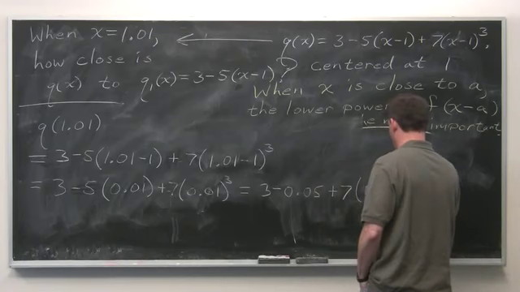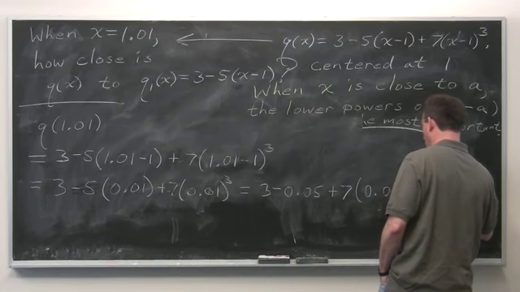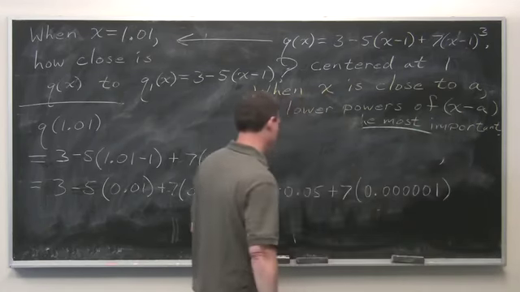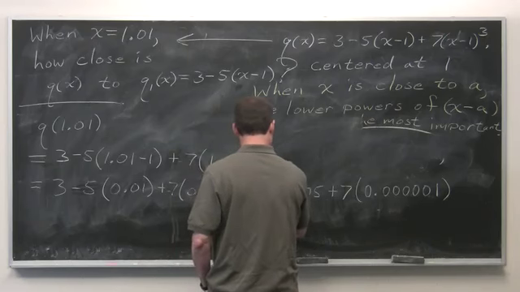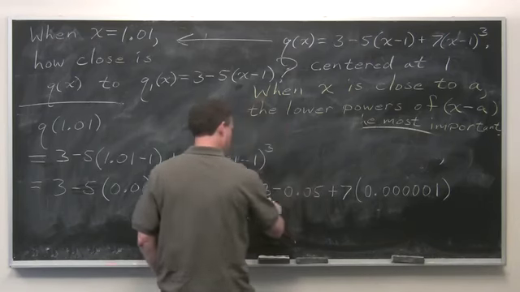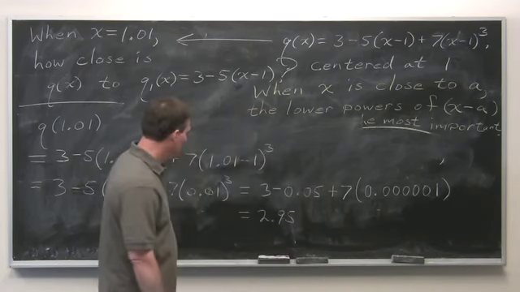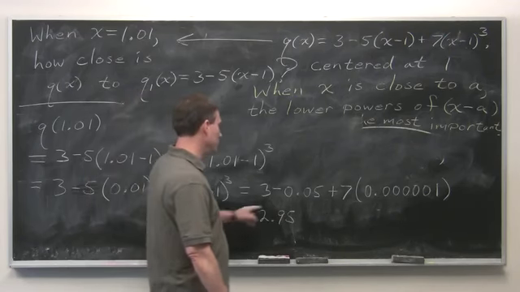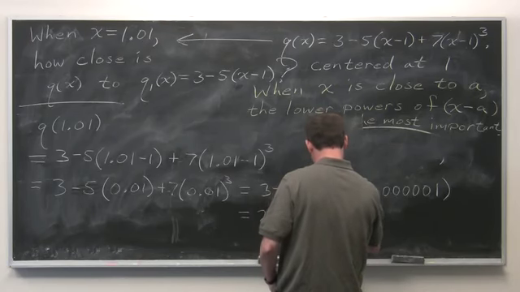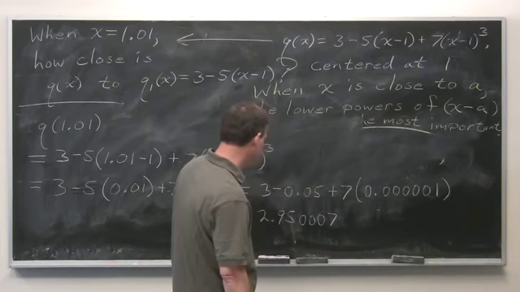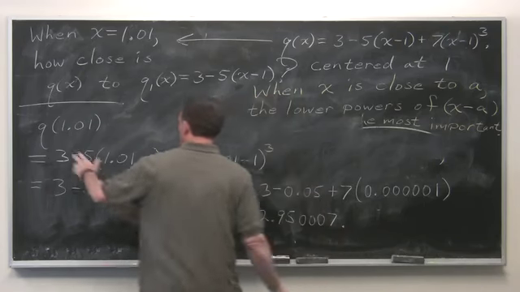So we get 0.000007, 1, 2, 3, 4, 5, yes, that looks good. And so when you do this, you get 2.95, but then you add 0.000007, giving 2.950007. Yes. Okay, so that's what we get for q itself at 1.01.